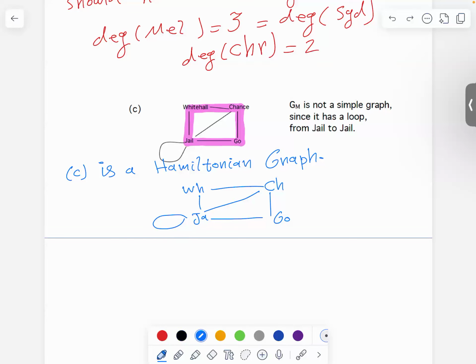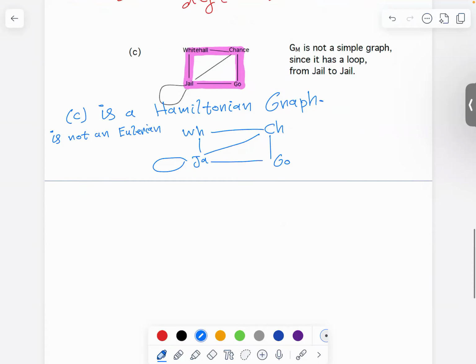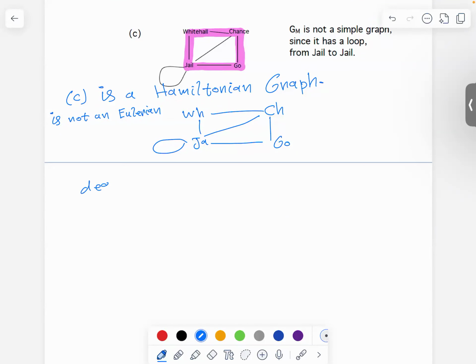It's not an Eulerian. However, we can see that the degree of Whitehall is what? 2. Because we see that 1, 2. The degree of Chance is 3. So I found my first odd degree.